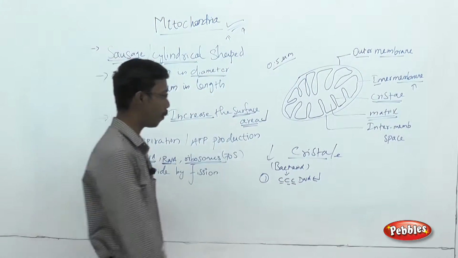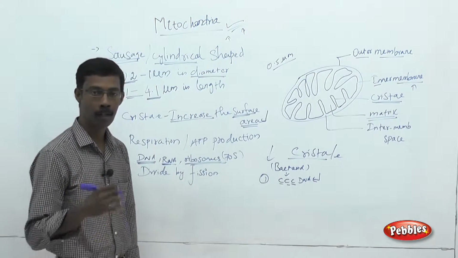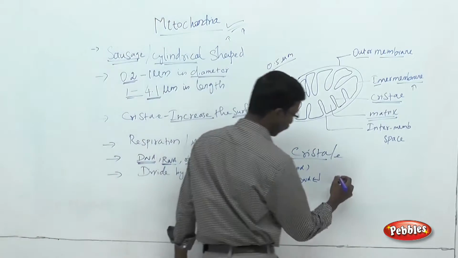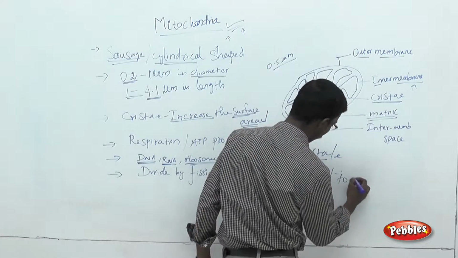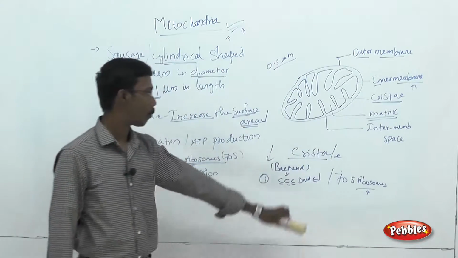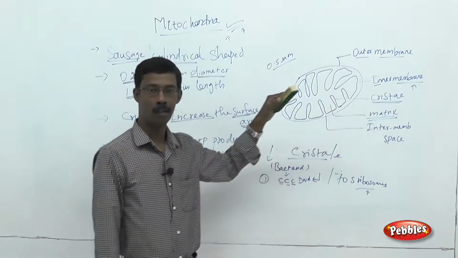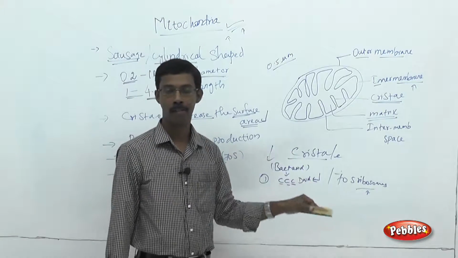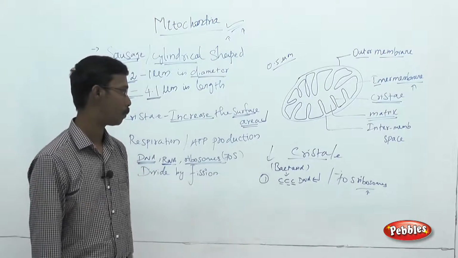One more point to remember: normally the ribosomes in eukaryotic cells are 80S ribosomes, but within the mitochondria, the ribosomes are 70S ribosomes. So the mitochondria have their own DNA and their own ribosomes, and they produce their own enzymes required for respiration, the powerhouse purpose.